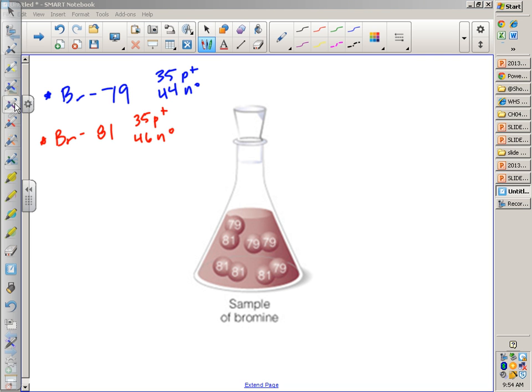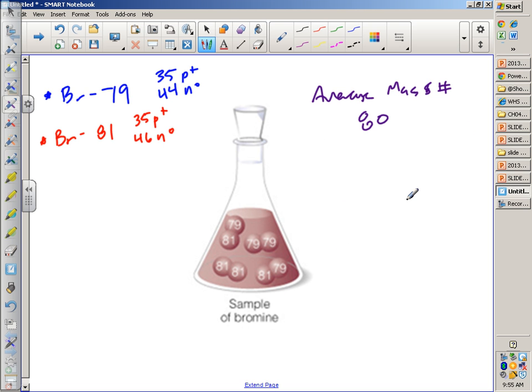That, we could do one of 2 ways. Either we add up the mass number of all 8 of these atoms and divide by 8, okay? Or we just look at the fact that half of them are 79, half of them are 81, so where's the average going to be? Right in the middle, right? So that the average mass number of bromine is 80. Is that good?